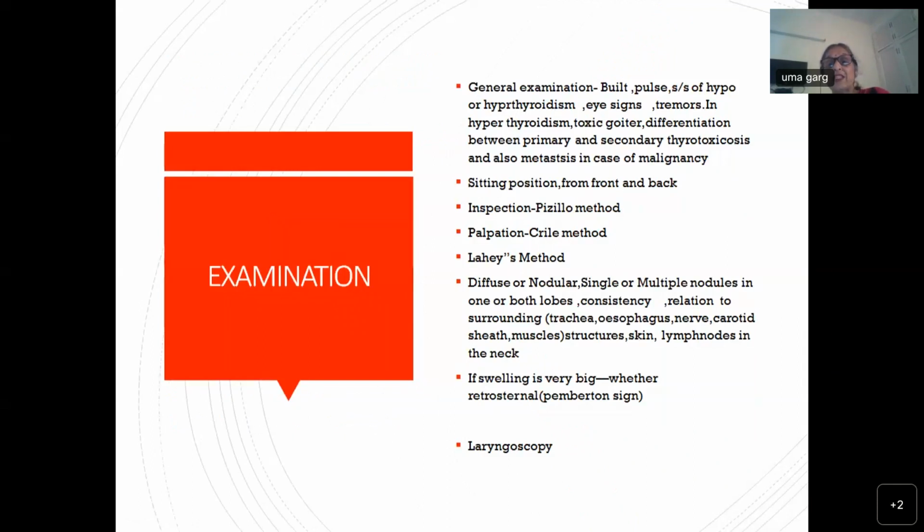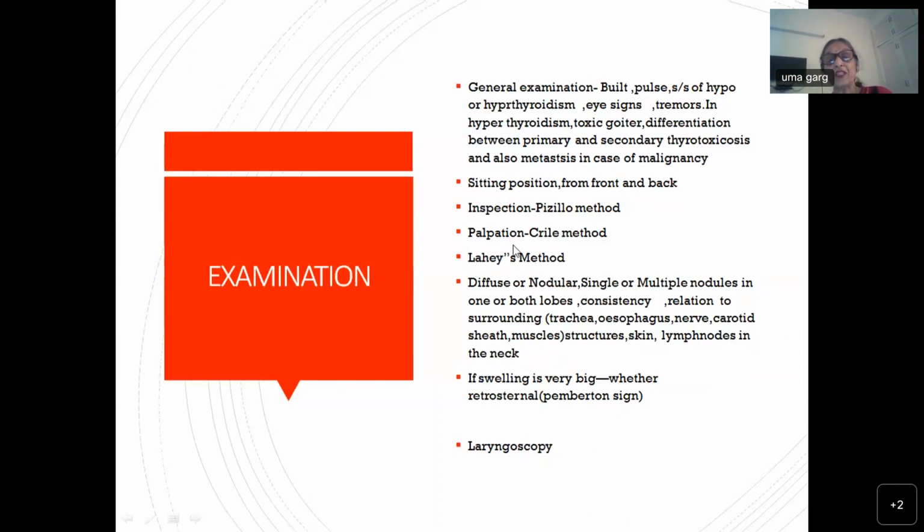From front as well as back. On inspection, when just examining the patient from front, there's a method known as Pizzillo's method, in which the patient clasps his hand behind his head over the occipital region and extends his hand like this. And in short, chubby necks, often the thyroid swelling, if it is not prominent, it becomes prominent.